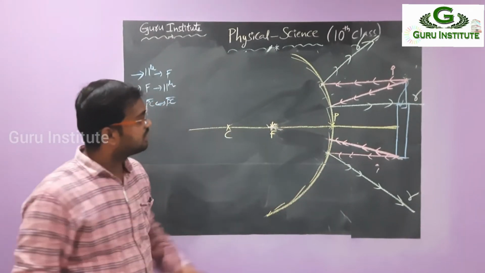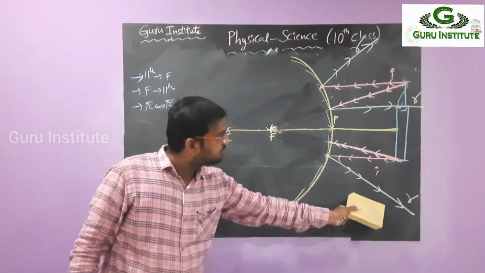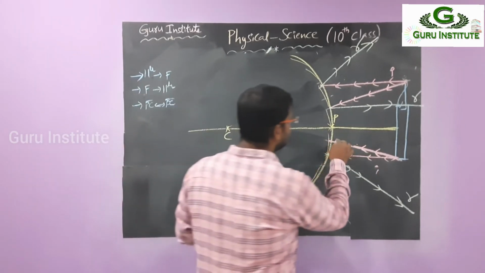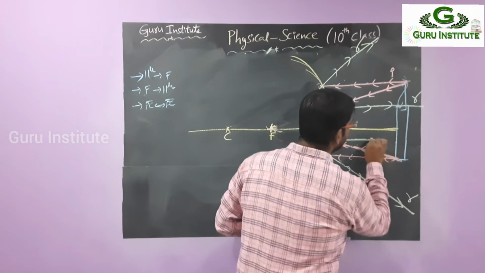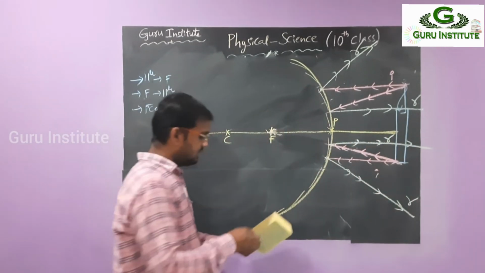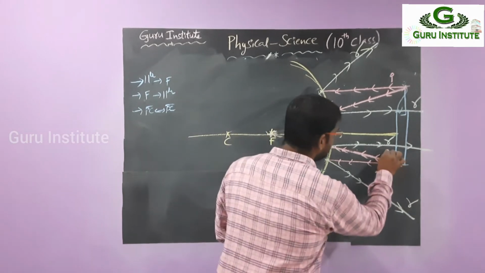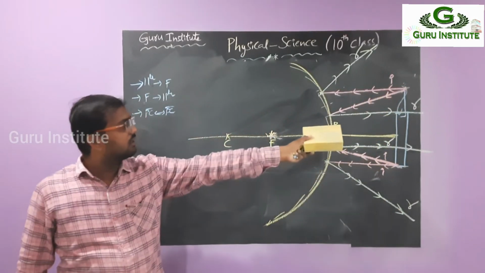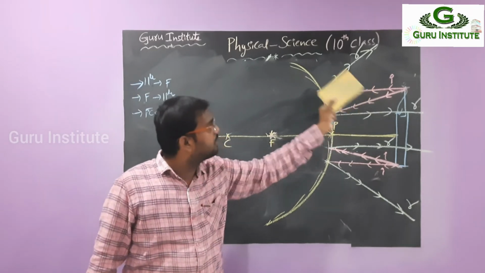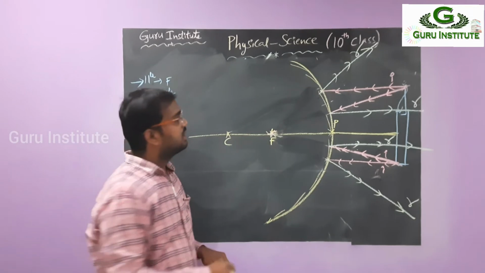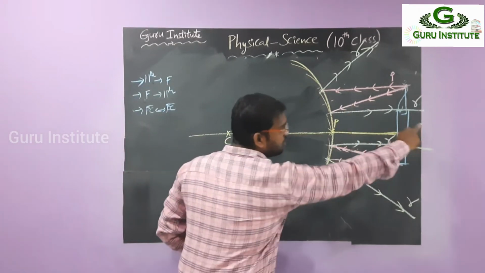So now observe this one. Parallel to principal axis, passing through focus. Passing through focus, parallel to principal axis. It should be like this. So now observe this one. So these are the incident rays, 2 incident rays. For the top of the candle, this is parallel to principal axis passing through focus. Like this, see here. Parallel to focus, passing through focus. Then passing through focus, parallel to principal axis.